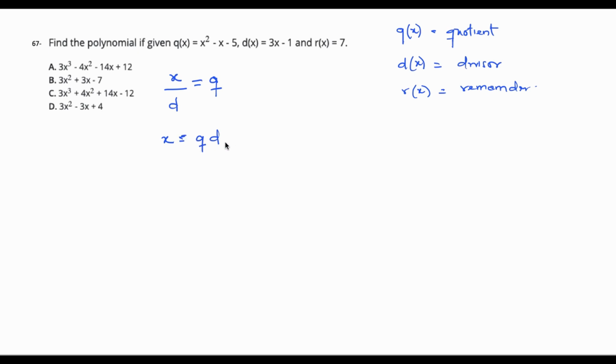But what if there was a remainder? Now, the remainder, to get this number, all we have to do is add the remainder to this. So in other words, this is exactly how we'll solve this as well. If we assume that the polynomial we're looking for is x, now our q is the quotient in this case, that is x squared minus x minus 5. Our d is the divisor 3x minus 1, and all this with a remainder of 7.